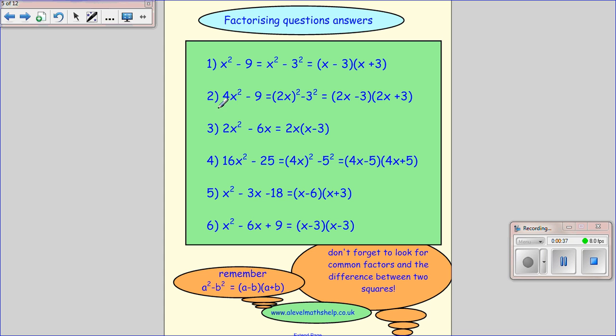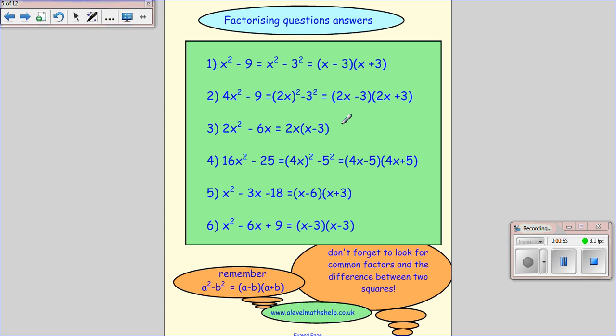4x squared minus 9. Again, hopefully you can see that this actually can be rewritten as 2x all squared, so that becomes 4x squared when you expand it, minus 3 squared. So our a is 2x and our b is 3, so it's 2x minus 3 times 2x plus 3.